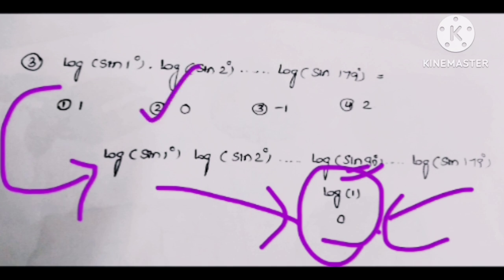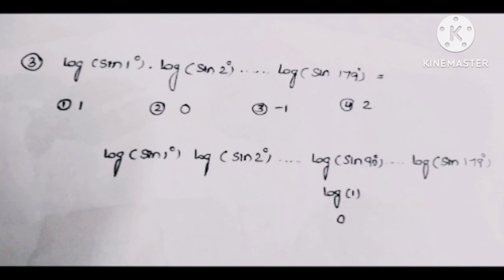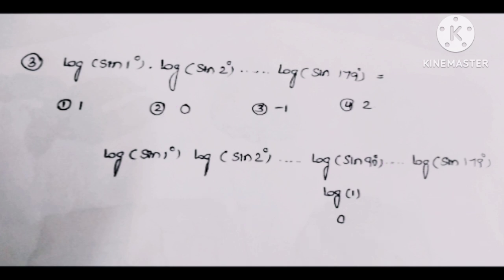Understand? In between we get the value log of sine 90. But sine 90 is equal to 1, then it becomes log 1, and the value of log 1 is equal to 0. 0 into anything is equal to 0, so the answer is equal to 0. Very easy question, second option, that's all. Okay.